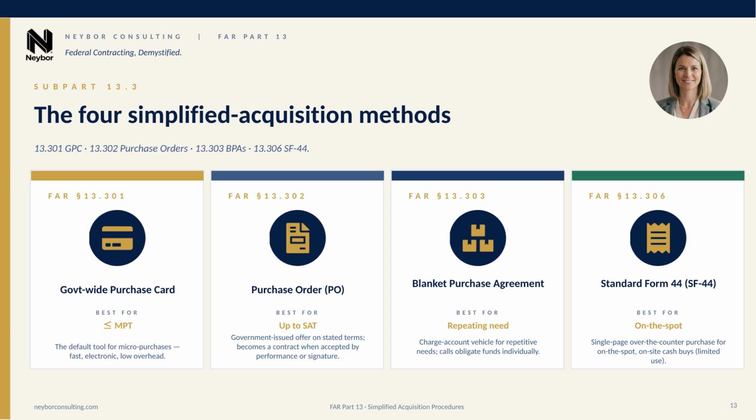Remember the legal mechanics? The government issues the PO, and the PO is the offer. The vendor accepts by performing or signing. The blanket purchase agreement at 13.303 is the right tool for repetitive needs. Think office supplies for a particular field office or recurring janitorial calls. The BPA itself does not obligate funds, only individual calls against it do. And the Standard Form 44 at 13.306 is the one-page, over-the-counter purchase tool used for on-the-spot, on-site cash-style buys, generally limited to micro-purchase amounts. Most small businesses will rarely see this one, but you should know it exists.